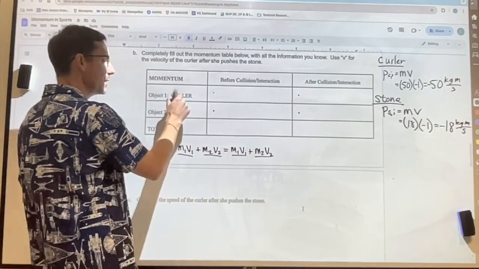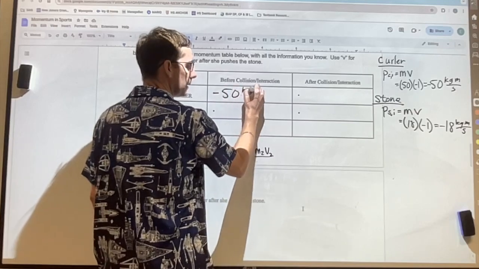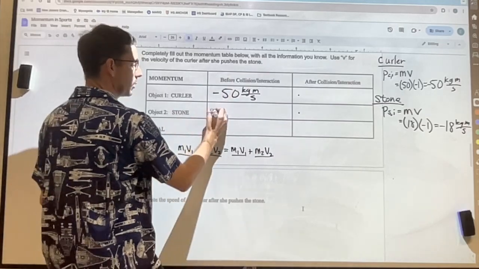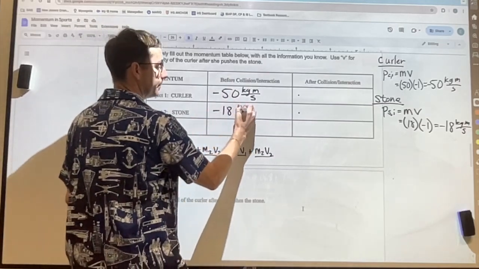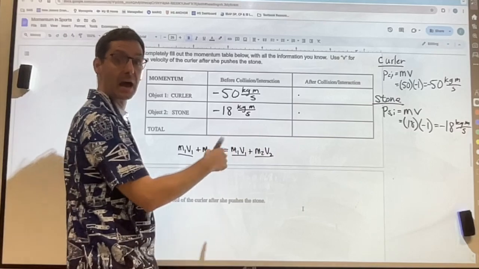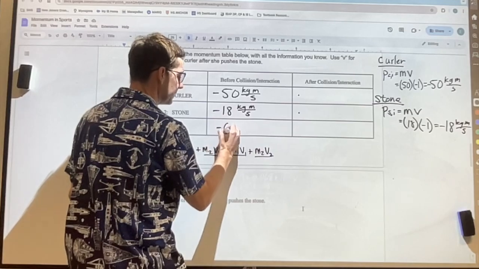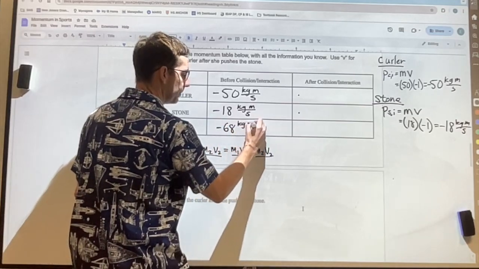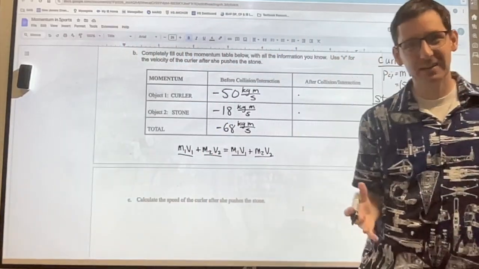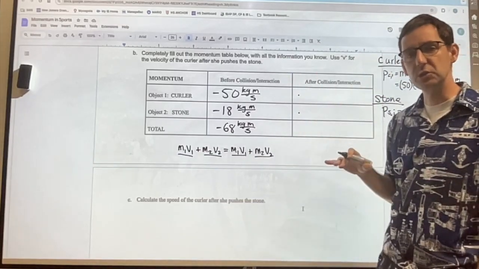So we already know that the curler had a momentum of -50 kilogram meters per second. That was what we found before. The stone was -18 kilogram meters per second. Now when I add those together, I have the total momentum before she pushes the stone, and that total momentum will be negative 68 kilogram meters per second. Now, the question is, what is her velocity going to be after she pushes the stone?